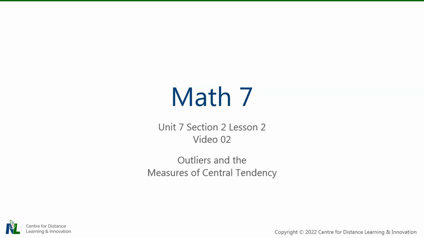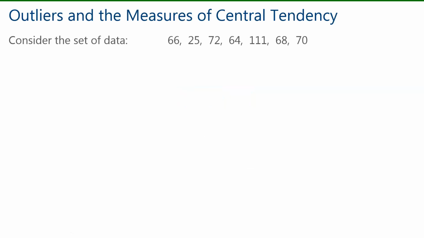In the second video of Lesson 2, we will consider another example where we examine the influence of outliers on a set of data, then summarize some of our findings from both videos in this lesson. Let's consider the set of data 66, 25, 72, 64, 111, 68, and 70.